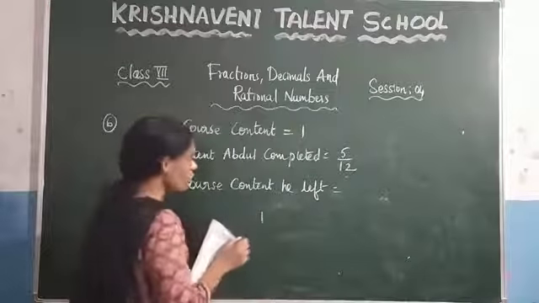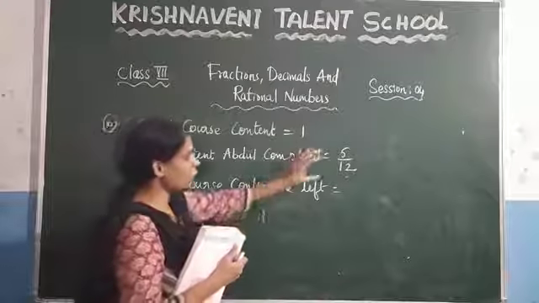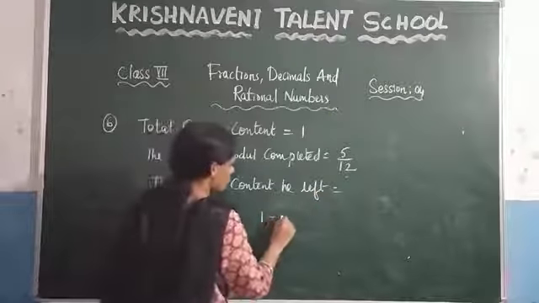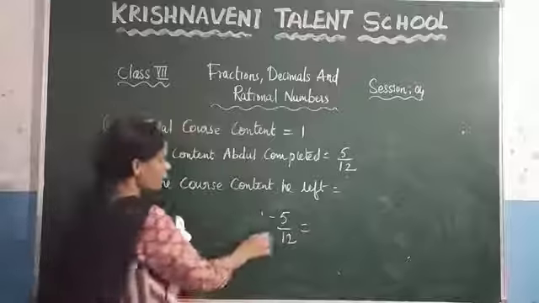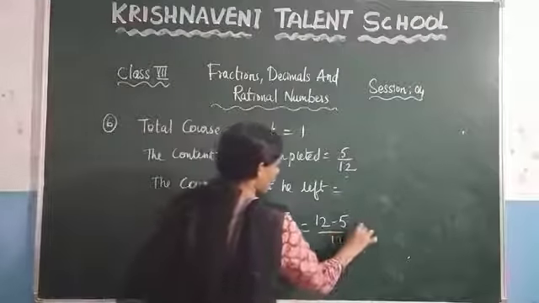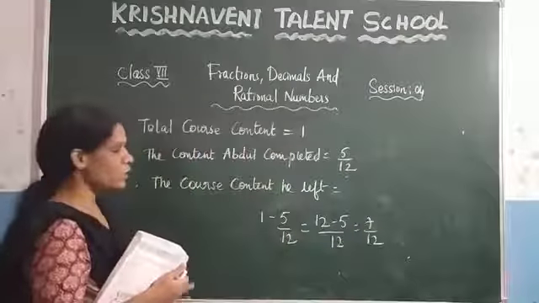And if you want to find out the course he left, what we need to do? Since he has completed only 5 by 12 of the course, if you subtract these two values, you will get how much course he left out. Here 12 into 1, which is 12, minus 5 by 12. How much is he left out here? Which is 7 by 12. Like that you need to calculate.